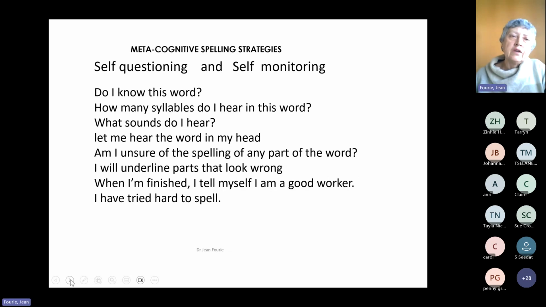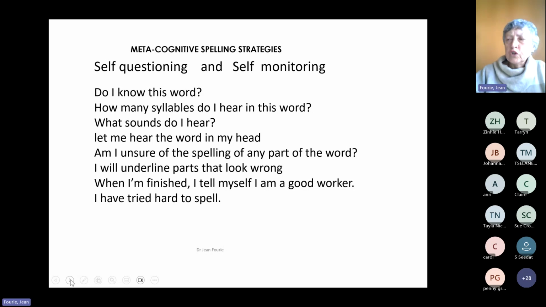Then a final thing that we would teach is metacognitive strategies. Meta has to do with your ability to know how well you spell, how well you do something. You are self-questioning, self-monitoring your awareness. In order to do this, we teach children various strategies, such as: do I know this word? How many syllables do I hear in this word? What sounds do I hear? Let me hear the word in my head. Let me repeat the word in my head.